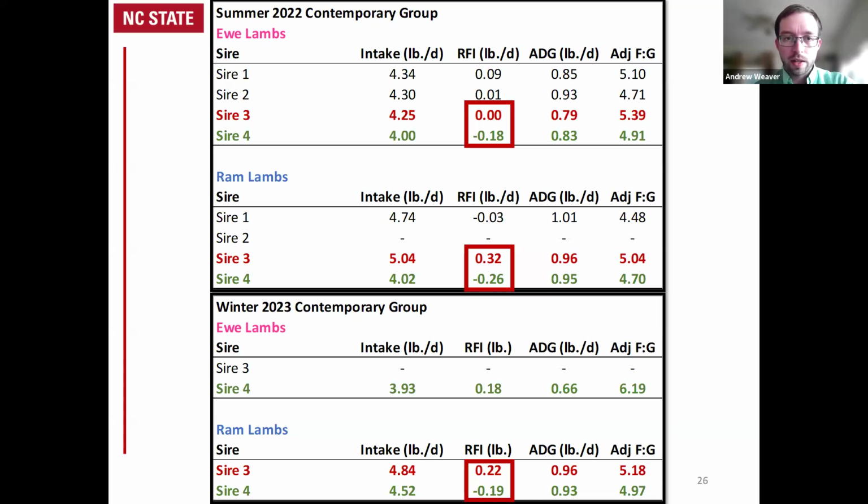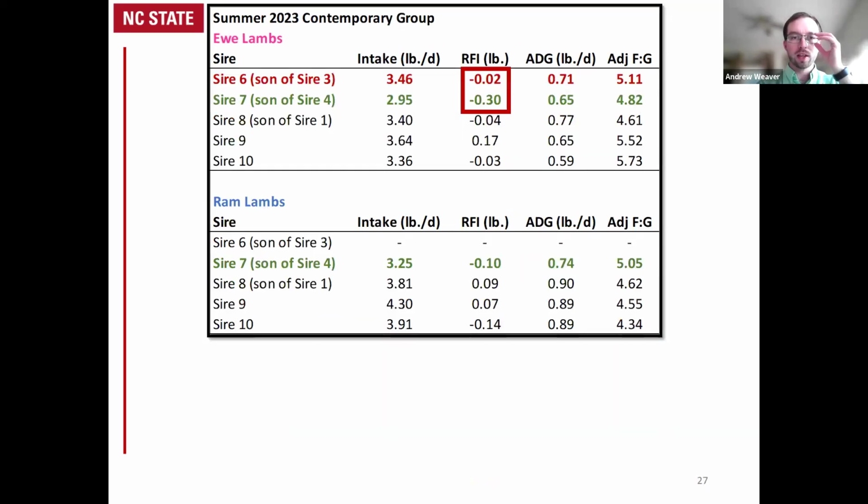If we look at our sire 3 and sire 4 groups within the summer 2022 group and the winter 2023 group, the trends are the same. The sire 4 lambs tend to have lower RFI values compared to the sire 3 lambs. So that's pretty interesting. So then we took a son of sire 3 and a son of sire 4, because I wanted to know, can we select a son of each one of these rams, and can we get the same results? Can this be passed generation to generation?